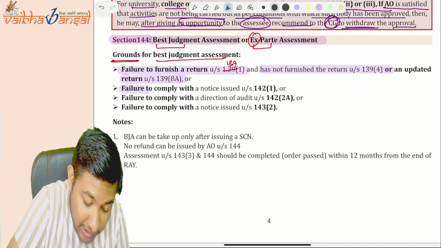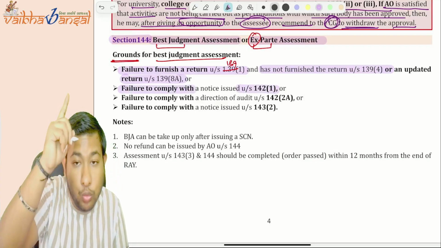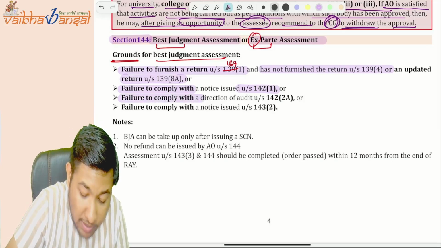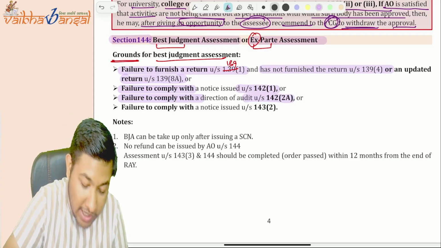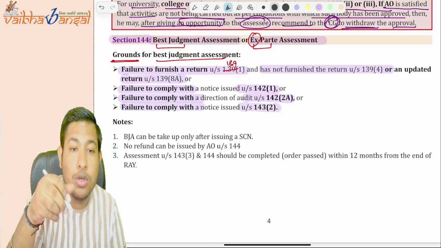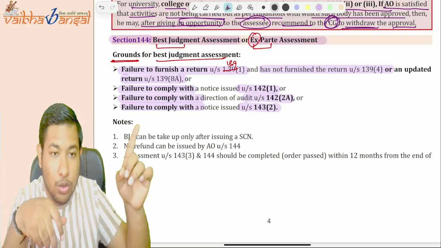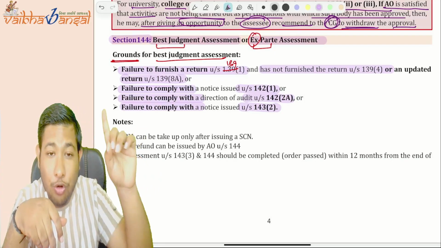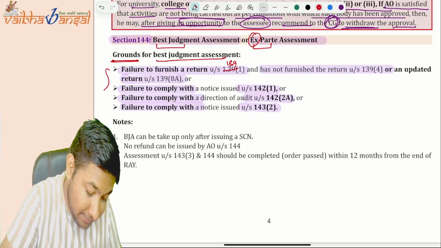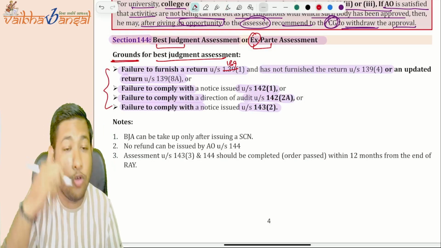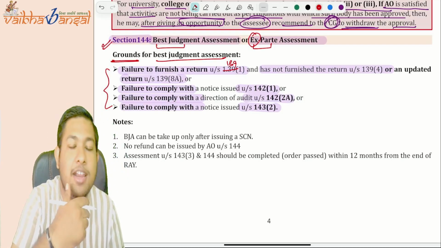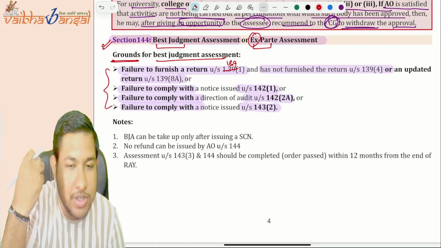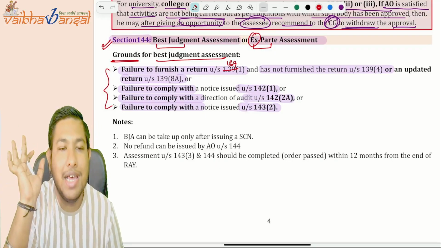Yes. Also, failure to comply with the notice under 142(1), failure to comply with 142(2), that is the inventory valuation, and failure to comply with 143(2). 143(2) is the notice of the scrutiny assessment. If there is a failure in all these things we have seen above, then the best judgment assessment can be done. The assessing officer on his own can do the assessment.